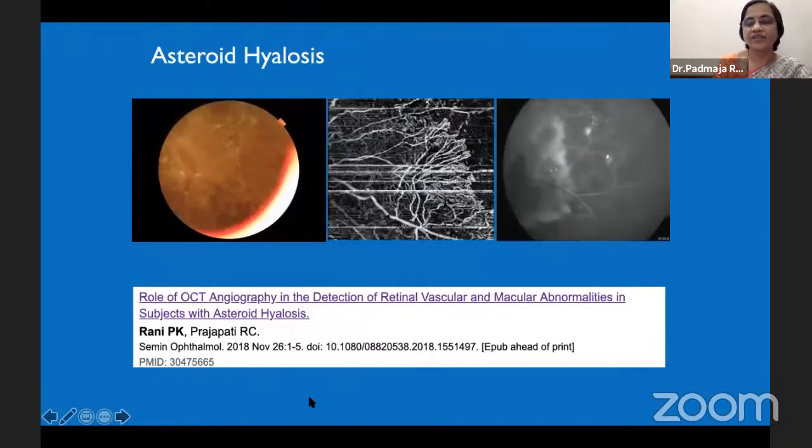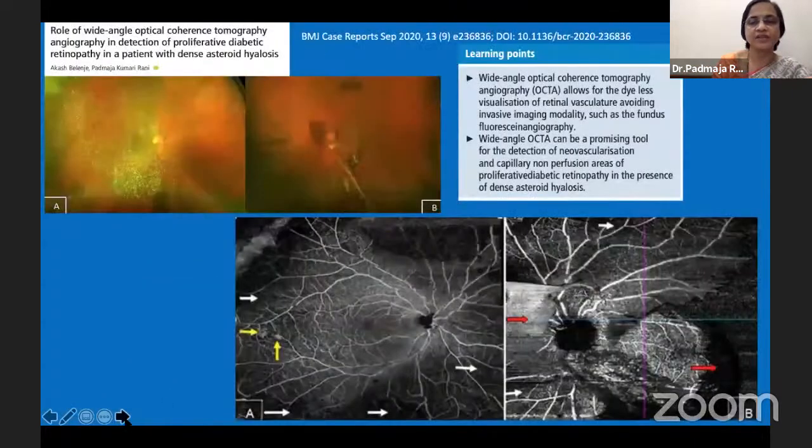And I just discussed asteroid hyalosis and the use of FFA. Here, OCTA can also play a role in determining the lesions, whether there are new vessels. However, we need to understand OCTA has a limitation. It will only show the extent of the area, whereas FFA gives you a bigger composite picture; OCTA will image and visualize only the area wherever the scan goes. And this is a case of asteroid hyalosis.